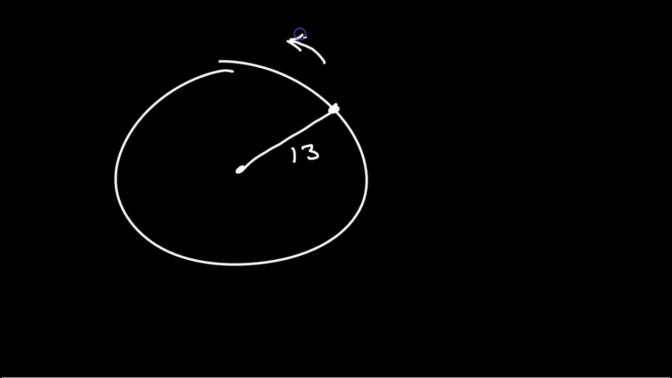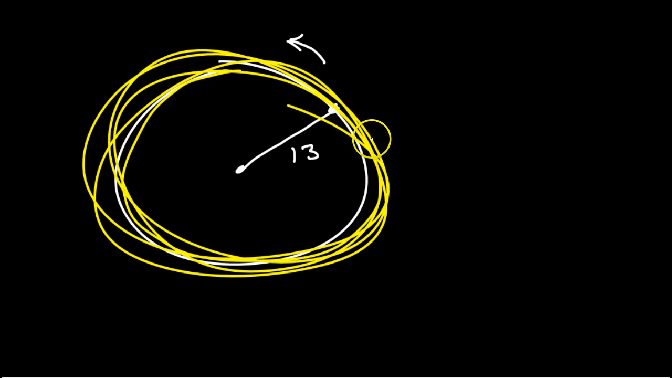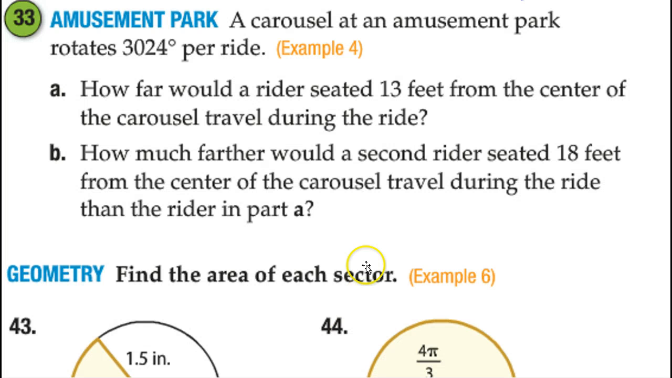As this person travels around, even though the person is traveling more than 360 degrees, going around and around and around, still this is the arc length S, and we should still be able to find this distance traveled by doing the radius times the angle in radians. That's all we're still doing, finding the arc length using this little formula. So let's go.